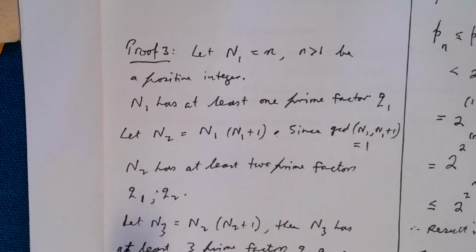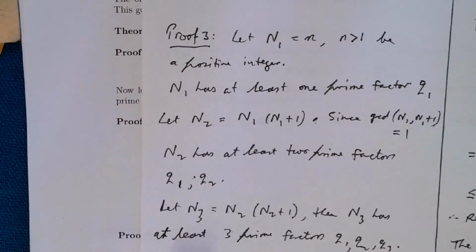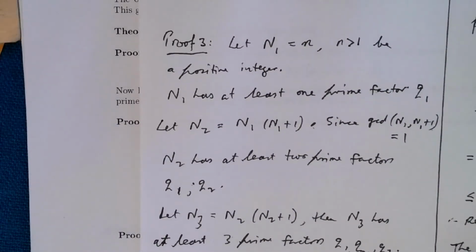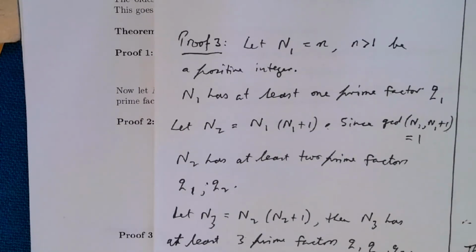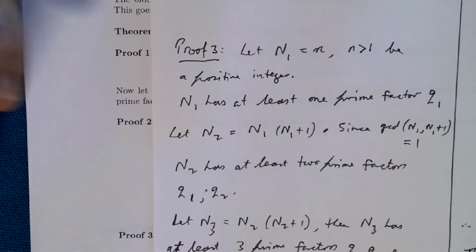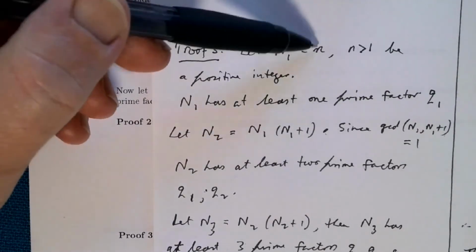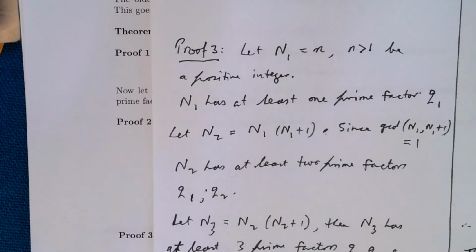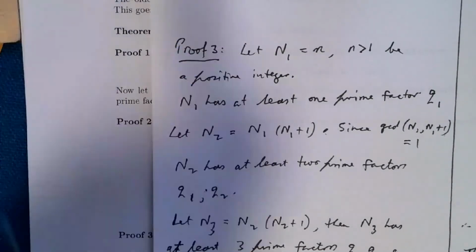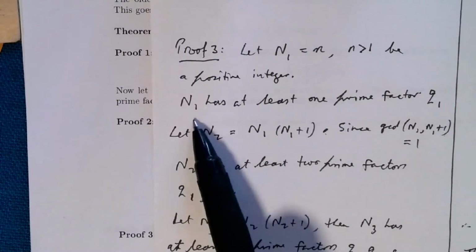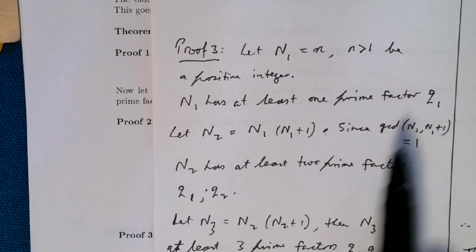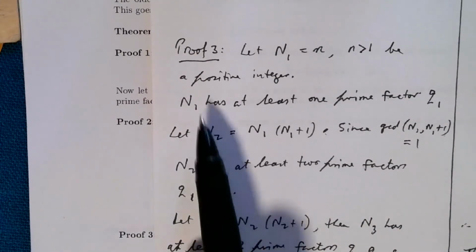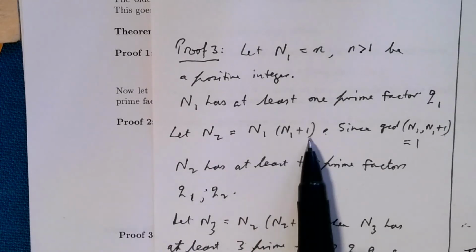The third proof's a little bit more different, because this proof is going to be a constructive proof. So we're actually going to not do it by contradiction, but I do it as follows. I take n1 to be any positive integer bigger than 1. Now this n1 has at least one prime factor. Could be n1 itself, but it has at least one prime factor I'll call q1. We then construct a number n2. I take my n1 and I multiply it by n1 plus 1.